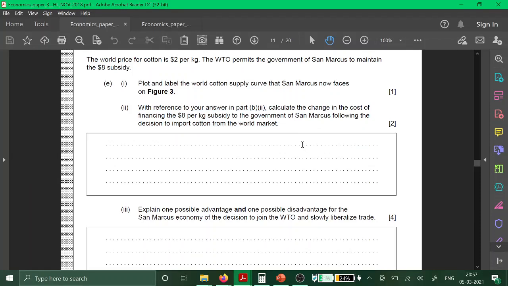Next it's asking to calculate the change in the cost of financing the $8 per kg. Any idea? If it is going to import cotton from the world market, what's going to happen?